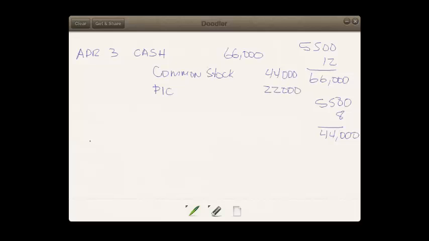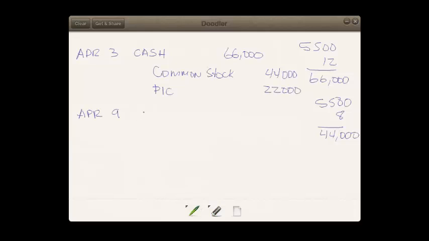Okay, so on April 9th, we reacquired 205 of those shares at $10 per share. Okay, April 9th. So reacquiring shares means we... oh, sorry, I'm not writing there very good. Please excuse that.